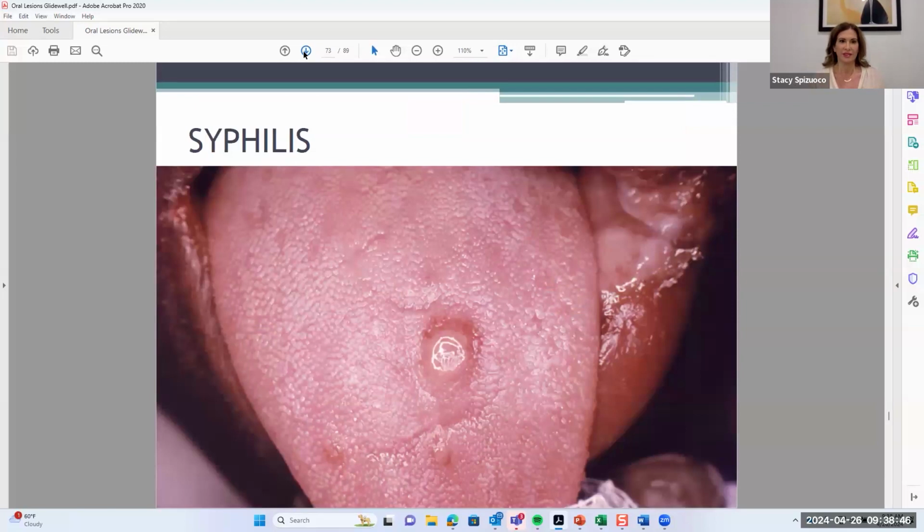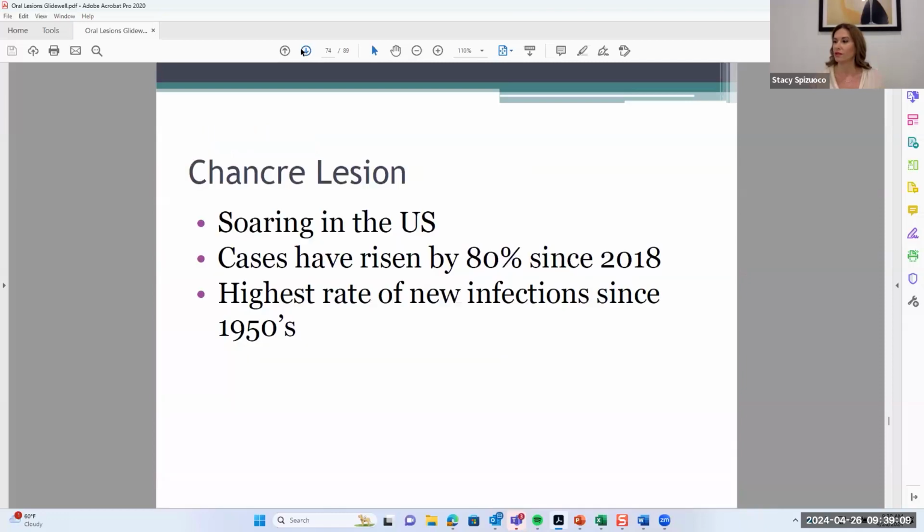The next couple of lesions are kind of important nowadays. Syphilis is making a comeback. We haven't seen this in a little while, but syphilis is on the rise. It's soaring in the US. This is the typical chancre lesion. You see it in the mouth, you see it on the body, but we're first to see it in the mouth. Cases have risen by 80% since 2018. I think that's huge. This is the highest rate of new infections since the 1950s.